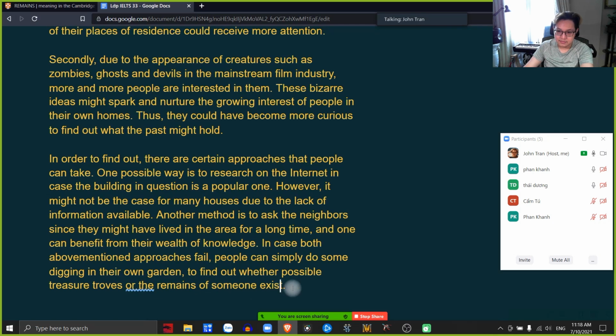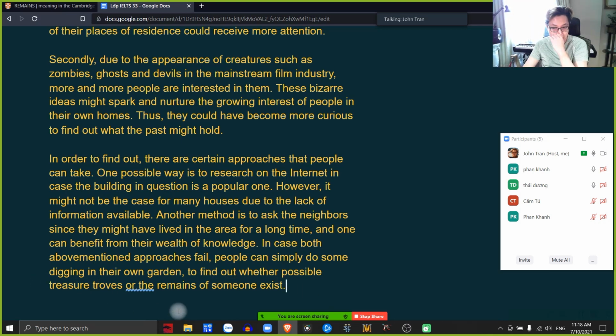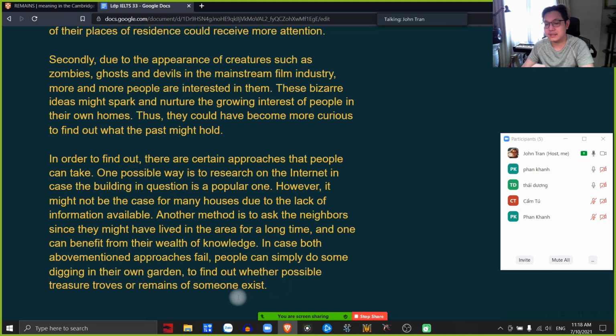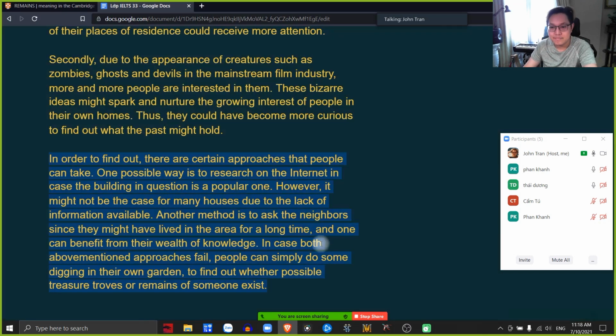No, it's all the remains. I'm sure this one is wrong. I mean, the autocorrect sometimes is wrong. Cái autocorrect đôi khi nó sai đó nha các bạn. Để tìm ra được liệu là có những kho báu hoặc là cái thân xác của những người nào đó nó tồn tại. Or remains of someone exist. Okay, I think that's good enough for this paragraph. You mentioned 3 approaches. 150 nè. That's a lot.